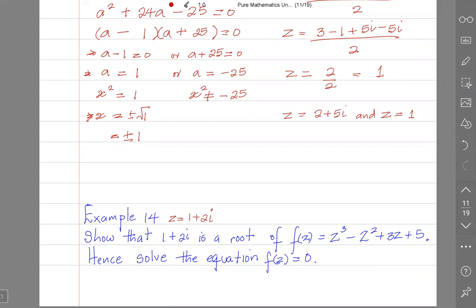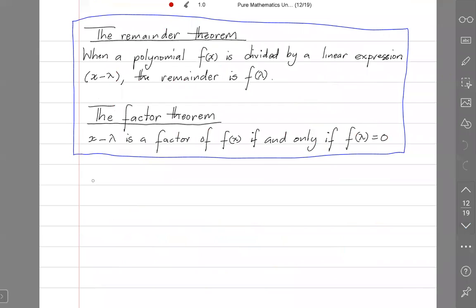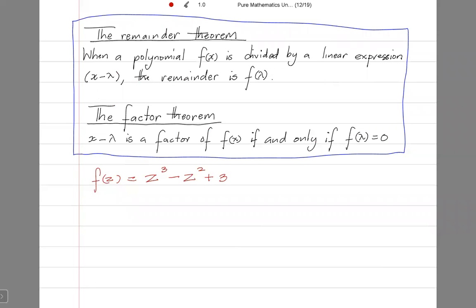Remember what f of z is? So this is saying f of z is equal to z cubed minus z squared plus 3z plus 5. Am I correct, guys? Yes, sir. And what we want to find out is if z is equal to 1 plus 2i is a root.